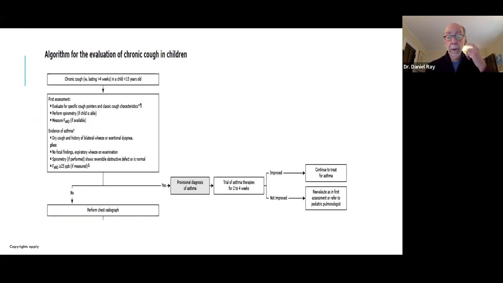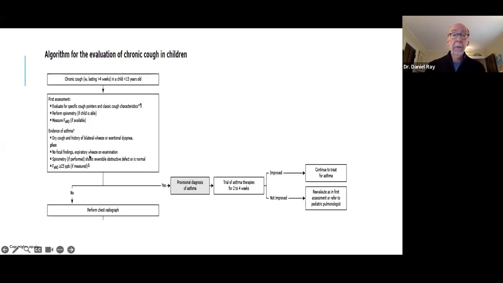This is also from UpToDate, the algorithm for evaluation of chronic cough in children. So these are the children that are presenting to you with weeks of coughing, 4 weeks or more. You're going to look for signs of asthma. So you're going to do spirometry, exhaled nitric oxide if you have it. Do they have a history of asthma? Are they wheezing without vocal findings? And if the answer is yes, then you're going to treat them for their asthma and see if they improve.